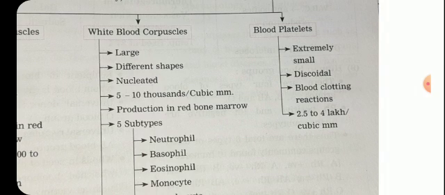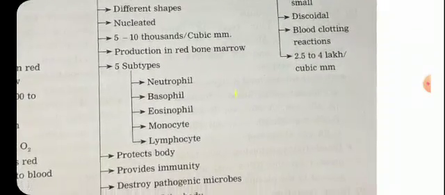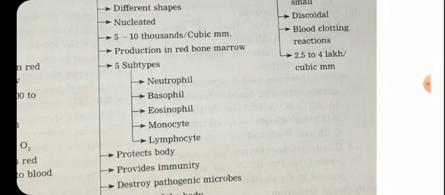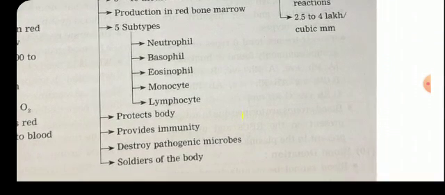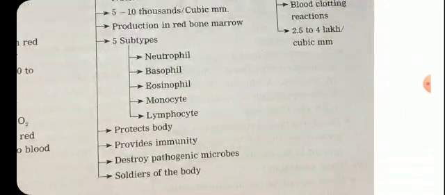They are nucleated, means nucleus is present in WBCs. Their number is 5000 to 10,000 per cubic millimeter. They are produced in red bone marrow. There are 5 subtypes of WBCs: neutrophil, basophil, eosinophil, monocyte and lymphocyte.